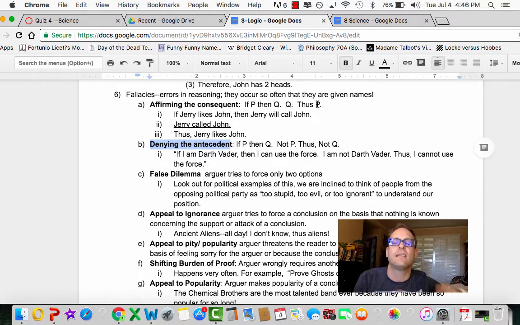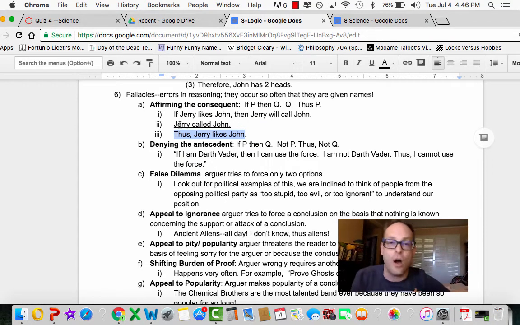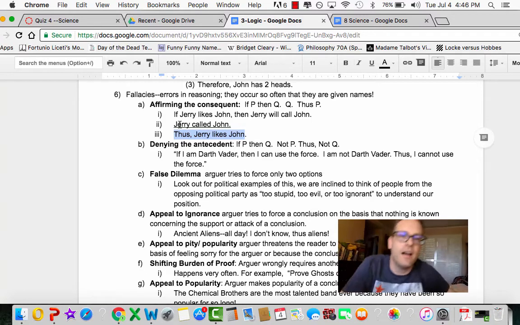What does that look like? It looks like this. If Jerry likes John, then Jerry will call John. Okay, fair enough. Suppose that's true. Now suppose it's also true that Jerry called John. Could I conclude that Jerry likes John on the basis of 1 and 2 being true? And the answer to that is no, right? Because Jerry might have called John for some other reason.